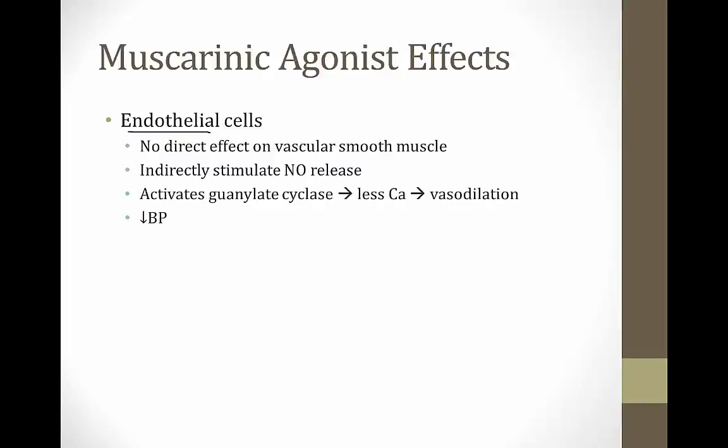So there's no direct effect of muscarinic receptors on vascular smooth muscle to cause vasodilation or vasoconstriction. However, muscarinic receptors can indirectly stimulate nitric oxide release, and nitric oxide, you may know, is a vasodilator. It activates guanylate cyclase, it leads to less calcium into vascular smooth muscle, and the result is vasodilation. So the net effect of all this is that activating muscarinic receptors can lead to lower blood pressure, but it is an indirect effect through nitric oxide, and it's high yield to know that for your boards.